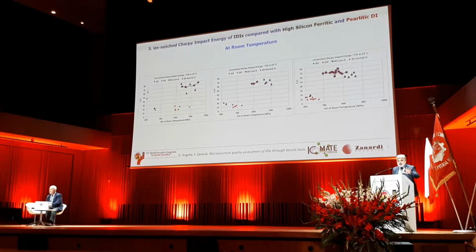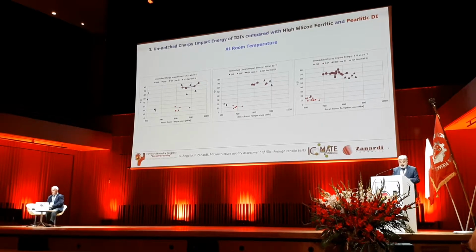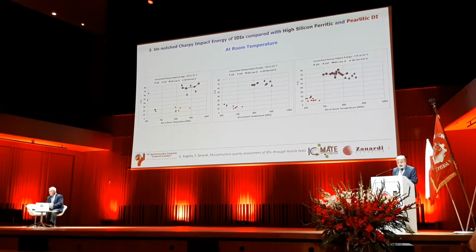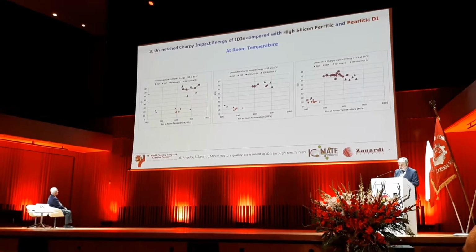These are not the same material as Stefano presented, but they are data from our statistical database of our materials. And you see the comparison of the unnotched Charpy impact energy at three different temperatures. Room temperature on the left... no, it is just a moment. Room temperature, yes, this is all room temperature, but for three different wall thicknesses, 25, 50, and 75 on the right.